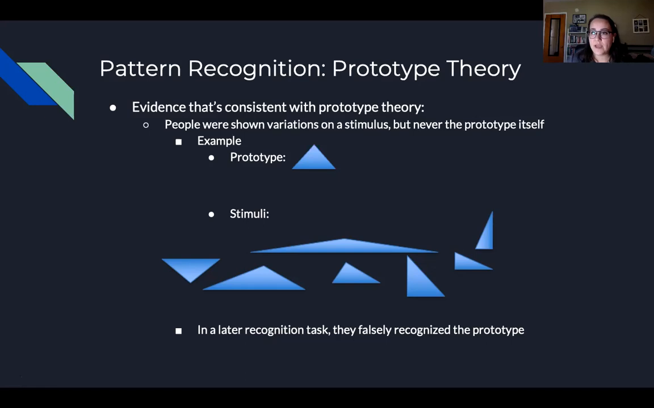Then when these participants have to look through a set of stimuli to see what they recognize, they falsely recognize the prototype as being one of the items that they had seen before. So still this idea that yes, this prototype does exist in our mind, and because it gets activated when we are looking through these different objects, there's proof of that activation, right? That particular triangle didn't just come out of nowhere, but people said that it was a part of the stimuli.